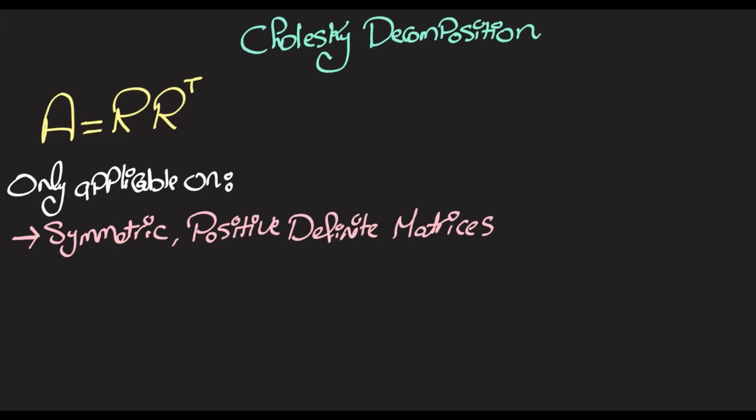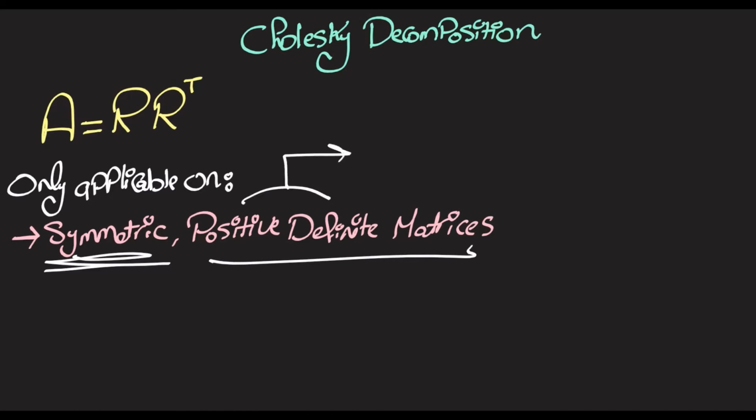Now, this decomposition, Cholesky decomposition, is only applicable on symmetric positive definite matrices, and positive definite means that all eigenvalues are positive, okay? If you get 1 as 0, then that's positive semi-definite, and you can do a Cholesky decomposition, and obviously if one of them is negative, then it's not positive definite.